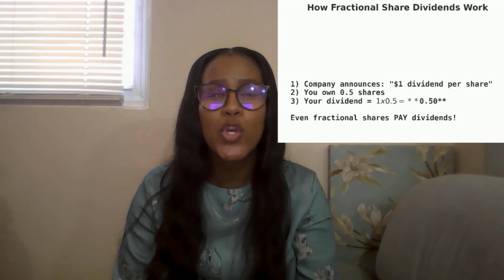Here's the tea. When a company pays a dividend, they declare a dividend per share. Say, for example, they declare $1 per share and you only own half a share. You are entitled to receive 50 cents. It's all prorated, so you get exactly what you paid for.